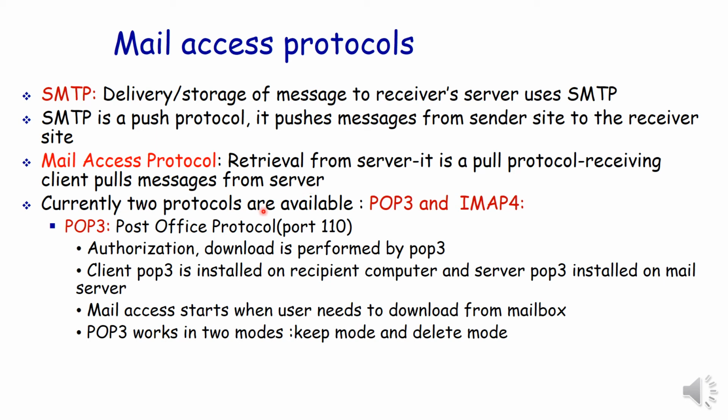Currently, two protocols are available for message access: POP3 and IMAP. Post Office Protocol version 3 and IMAP version 4. Post Office Protocol works on port number 110. The duty of the POP3 protocol is, first of all, to authorize the user, and then the download is performed by POP3. POP3 is installed at both the client side and the recipient server side. So client POP3 is installed at the recipient computer and server POP3 is installed at the recipient's server.